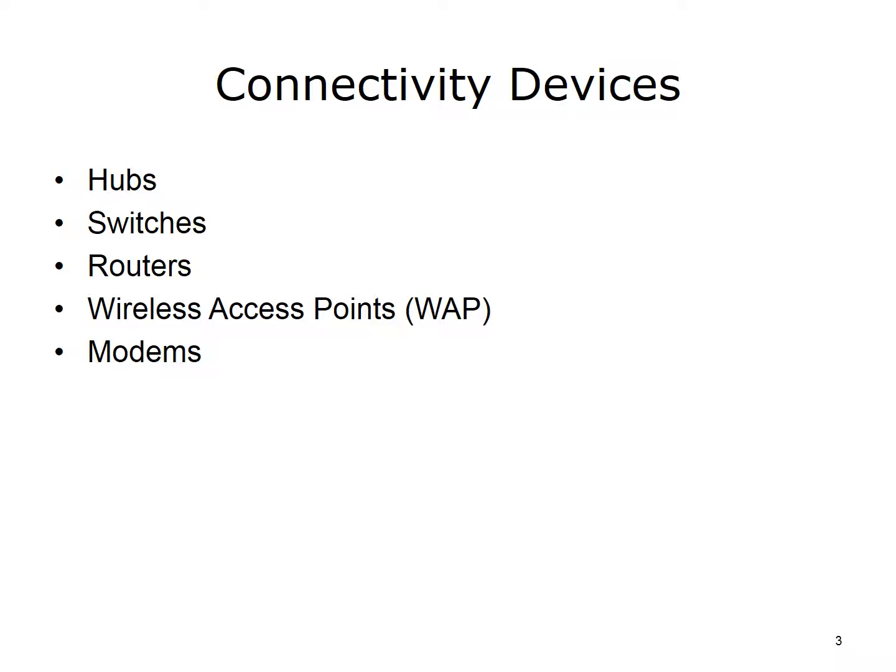Slide 3. We know we need a NIC in each node and media to connect the nodes. Now what do we connect the node to? We can use a hub, switch, router, wireless access point, WAP, or modem. These devices will allow nodes to talk to other nodes on a network.